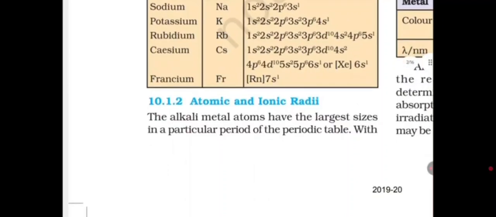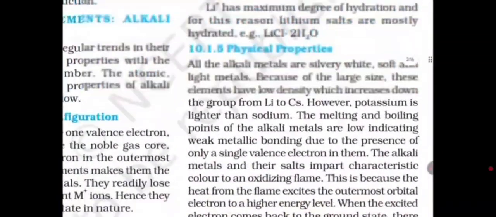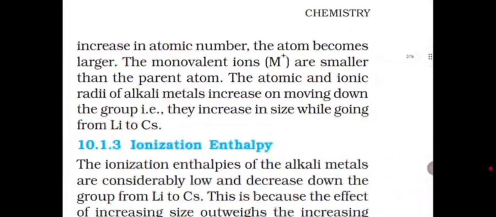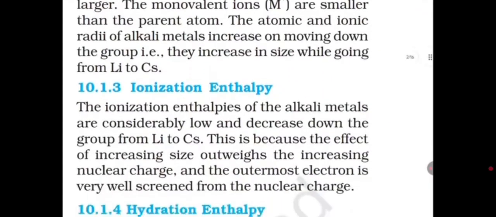Next topic is atomic and ionic radii. The alkali metal atoms have the largest sizes in a particular period of the periodic table. With increase in atomic number, the atom becomes larger. The monovalent ions M+ are smaller than the parent atom. The atomic and ionic radii of alkali metals increase on moving down the group, that is, they increase in size while going from lithium to cesium.